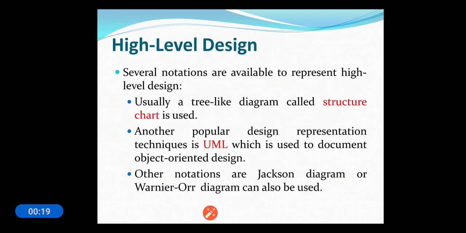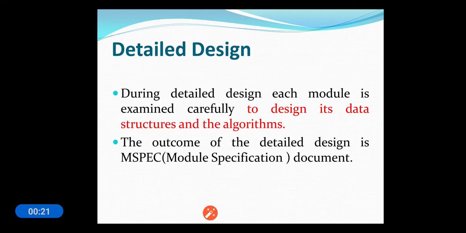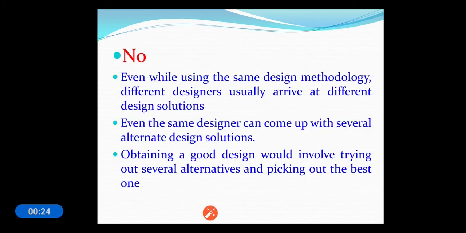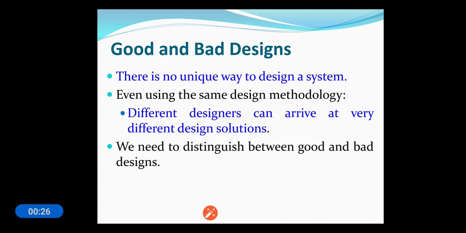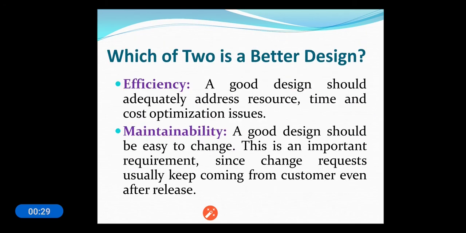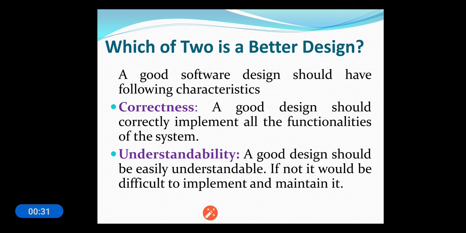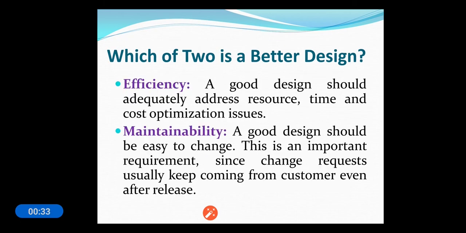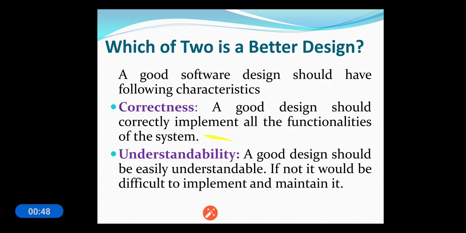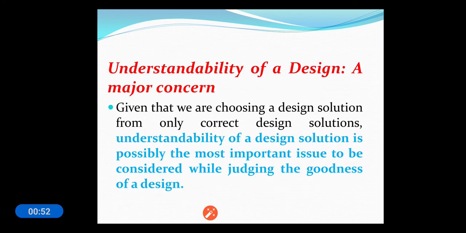Coming to the characteristics of a good design. Generally, a good design has four different characteristics. They are correctness, understandability, efficiency, and maintainability. These are the four characteristics that will decide whether a design is a good design among various alternate designs. Among these four characteristics, understandability is a major concern. We need to bother much about understandability.